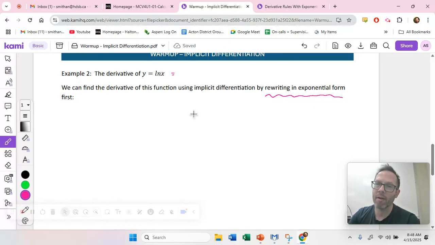So let's start by rewriting this in exponential form. Remember, ln x is just log base e of x. So let's write this in our exponential form. The base is e, the exponent is y, and the result is x. That's just taking y equals ln x and rewriting it in exponential form.